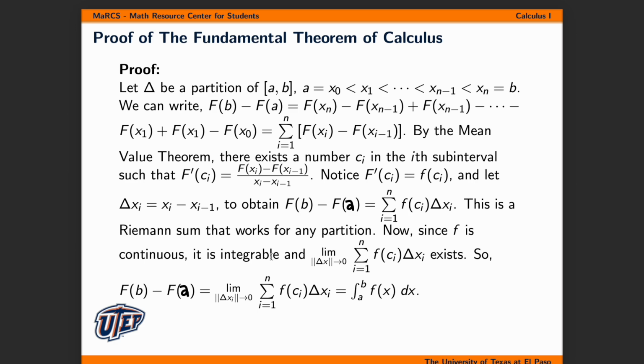Now since f is continuous, it is integrable, and the limit as the norm of delta approaches 0 of the summation from i equal to 1 up until n of our function evaluated at c i times our delta x i exists. So that means that we have the antiderivative evaluated at b minus our antiderivative evaluated at a. Now taking the limit of our Riemann sum, that is equal to our integral from a to b of our function with respect to x.